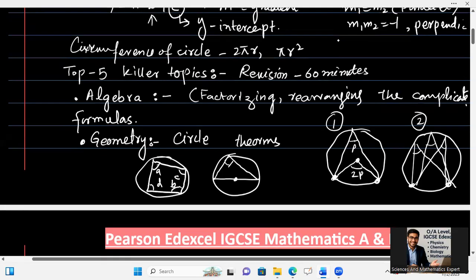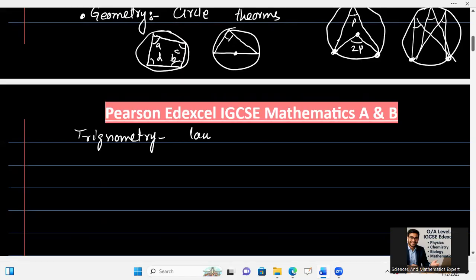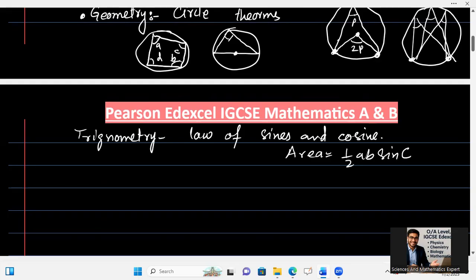And the third main killing topic, which should be memorized, is trigonometry. Using the law of sines and cosines. And also go for the area of a triangle, which will be taken as 1 over 2 ab sine C, when two sides a and b are given and the angle C between them is given, you can calculate the area.